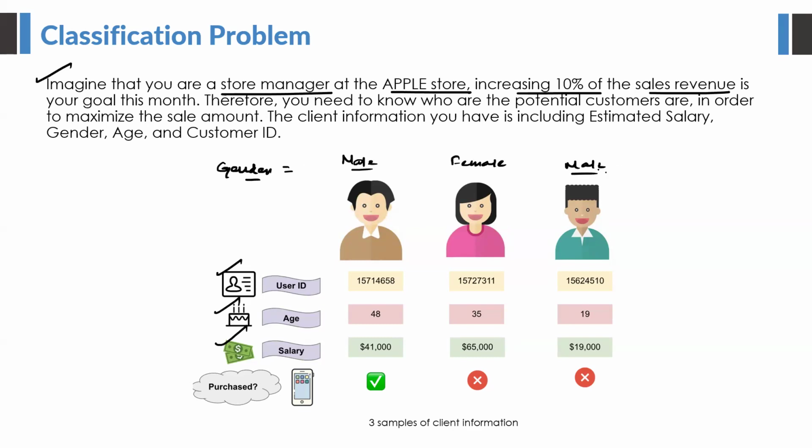When provided with male and female part. Okay, let's come to the conclusion. When we have information like when your user ID has been provided, let's see the information. We have the age of the customer as 48, salary 41,000, and gender is male. The label is yes, the person has purchased the product.